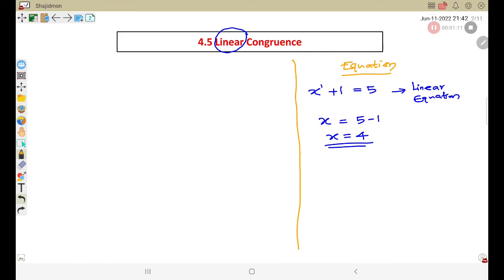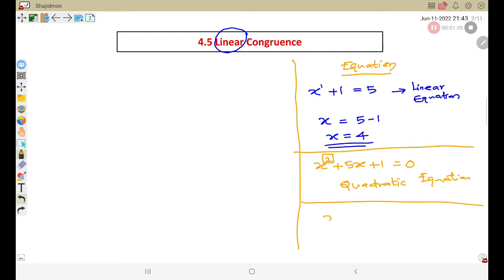Now in the same way, if you are writing a second degree equation, for example x power 2 plus 5x plus 1 equal to 0, here the power of x is 2. So this is a quadratic equation, correct? In the previous courses we studied how to find the solution of this type of equation. Now power 3, for example x power 3 plus 8x plus 1 equal to 0. We are calling this a cubic equation because the power is 3. So these are all equations.